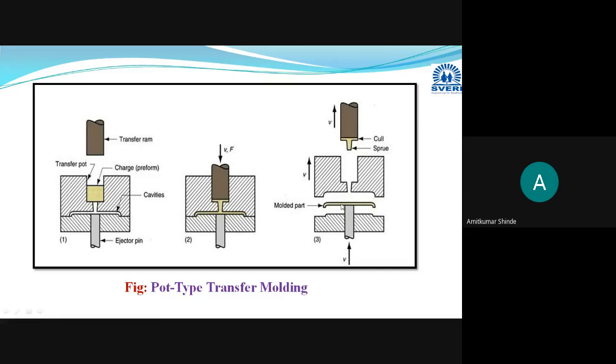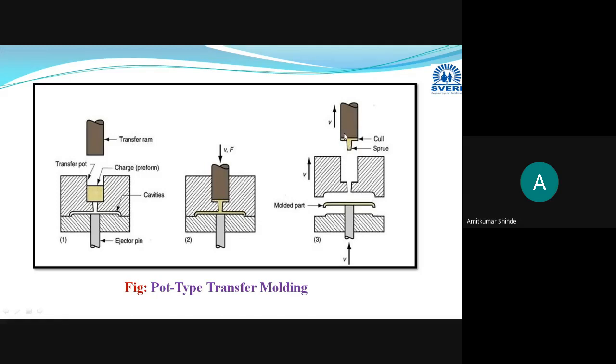Now, basically in this pot type transfer molding, a three plate mold is used. You can clearly see here, in one plate the press or plunger will be there. In the second plate, the upper half of the mold with the transfer pot and sprue arrangement will be there, and in the third plate, the ejector pins and cavity will be placed. In this way, in the pot type transfer molding process, we use a three plate mold. And finally we get this molded part, the final product.